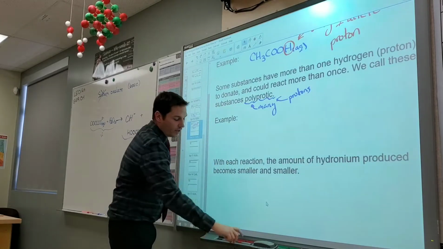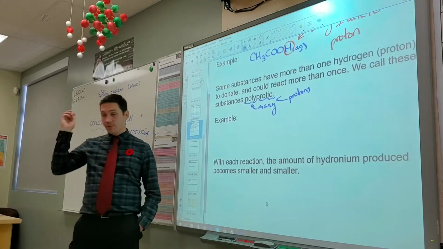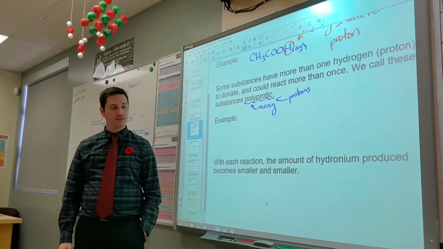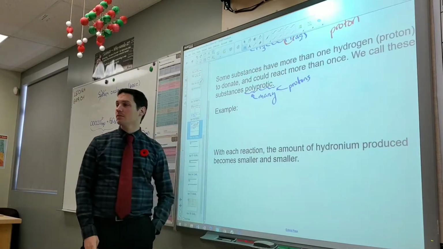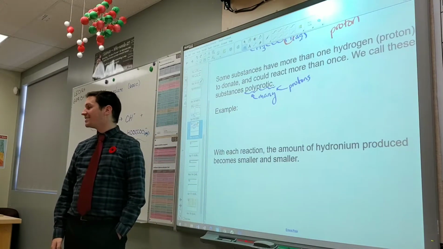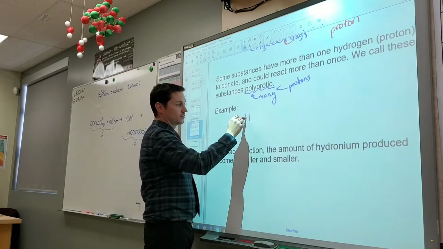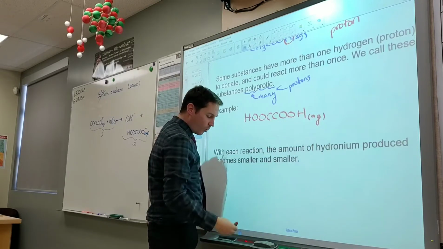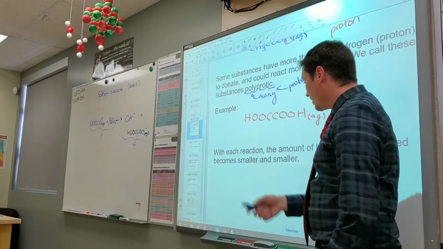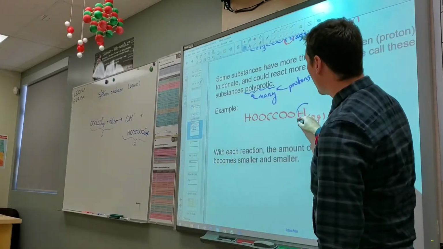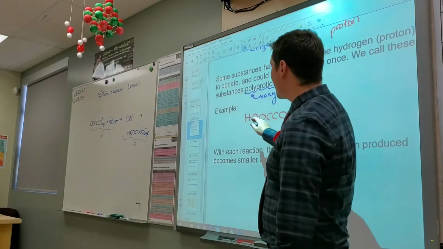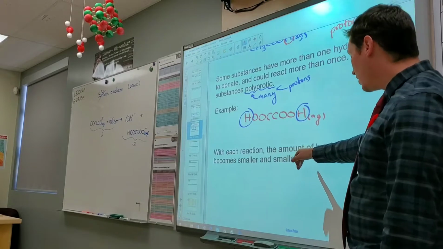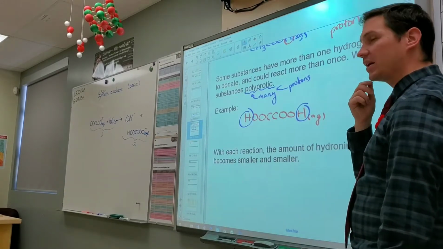Okay, an example of one. The one that I like to talk about the most is oxalic acid. Take a look at oxalic acid for me. What does oxalic acid look like? Does this thing have more than 1 acidic proton? Yeah, in the first reaction we can get rid of this one, right? Then in the second reaction we can get rid of that one. With each reaction, the amount of hydronium produced becomes smaller and smaller.